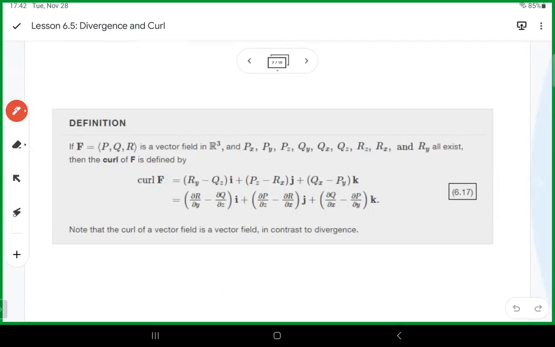All right. So you have a nice definition of the curl that I guess we can see in a moment.